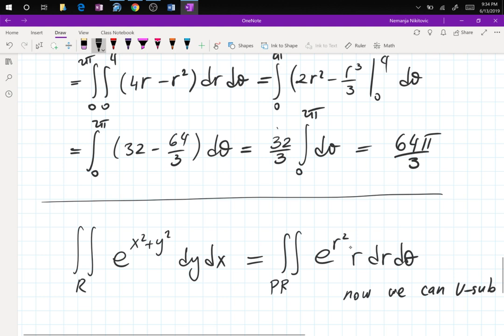So in this case, transforming the problem from rectangular into polar domain made something that was impossible to integrate into something that is possible to integrate, because we have r squared and then there is r here, and we can do basic u sub and solve the problem.